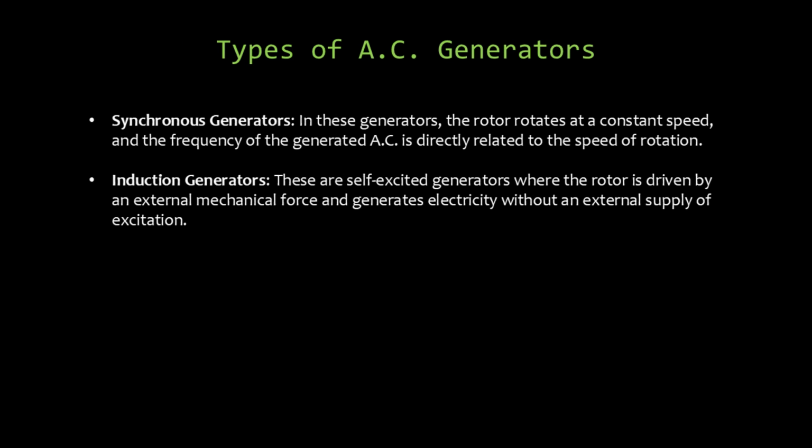AC generators come in two primary types. First, we have synchronous generators, where the rotor rotates at a constant speed, and the frequency of the generated AC is directly related to this rotation speed. Then there are induction generators. These are self-excited generators driven by an external mechanical force. They generate electricity without an external supply of excitation. Both types have unique characteristics that make them suitable for different applications, showcasing the versatility of AC generator technology.